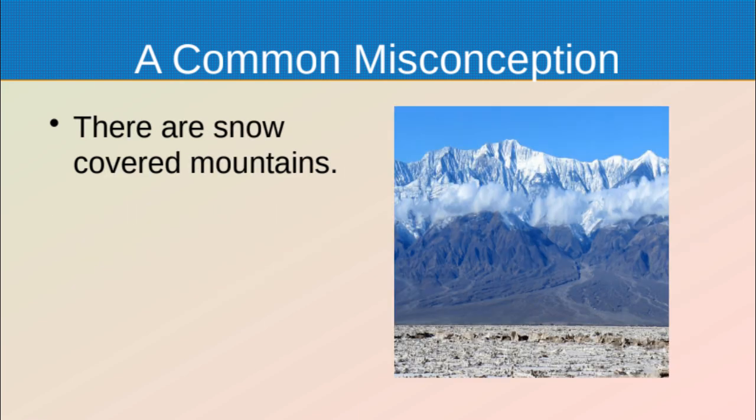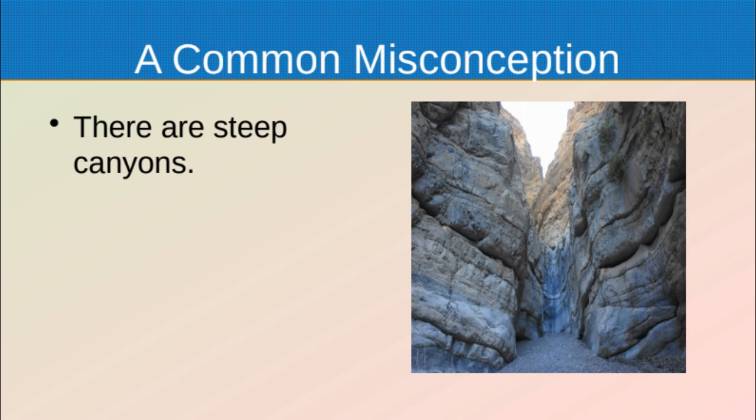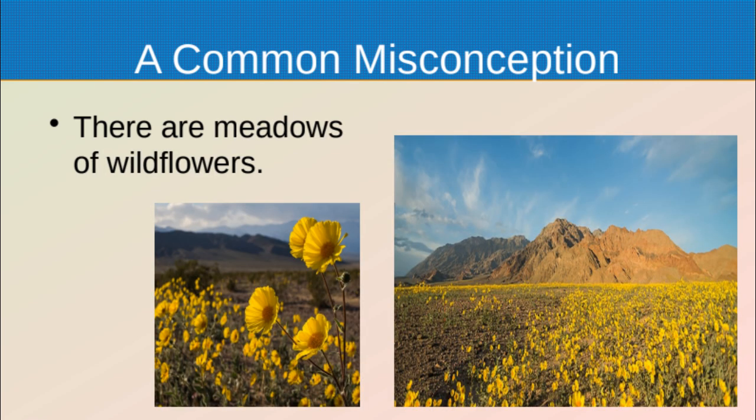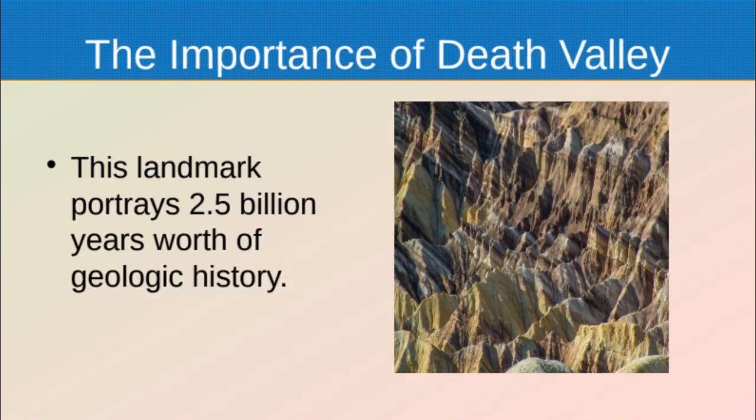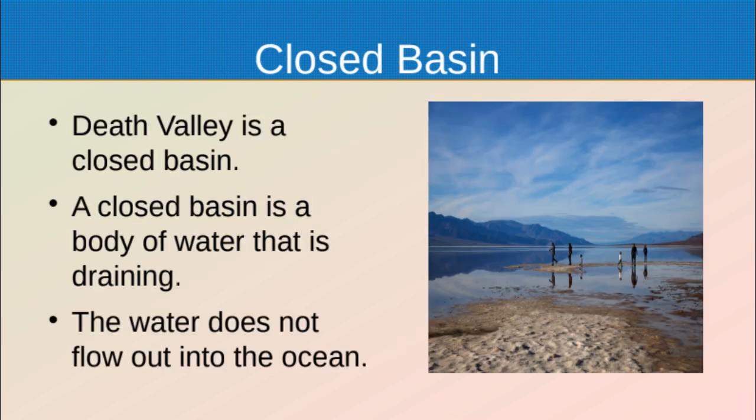There are cold parts of Death Valley. There are mountains that are covered in snow. There are steep canyons. The soil is sufficient for maintaining plant life. There are also meadows of wildflowers. This landmark is important because it portrays 2.5 billion years worth of geologic history.